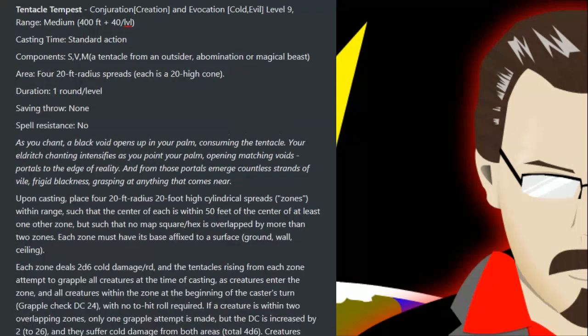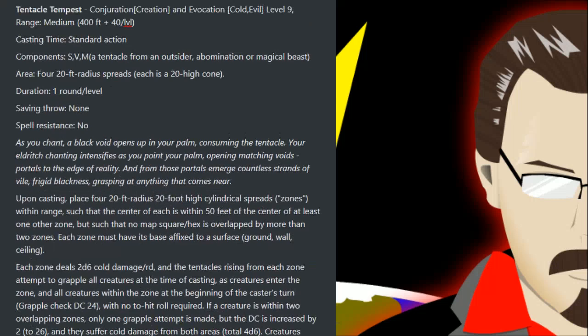Tentacle Tempest. Conjuration (Creation) and Evocation, Cold and Evil. Level 9 spell, range medium, casting time standard action, components SVM, material component being a tentacle from an outsider, abomination, or magical beast. The area is 4 20-foot radius spreads, each being a 20-foot high cone. Duration 1 round per level, saving throw none, spell resistance no. The saving throw and spell resistance are the same as Evard's.